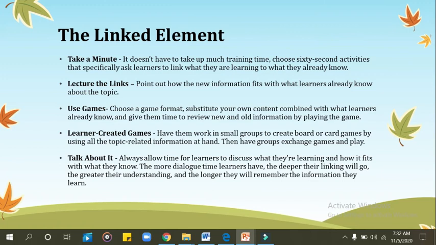We have also learner-created games. As with the creative element of Clue, hand the game making over to your training participants. Have them work in a small group to create board or card games by using all the topic-related information at hand. Then we have talk about it. Always allow time for learners to discuss what they've learned and how it fits with what they know.